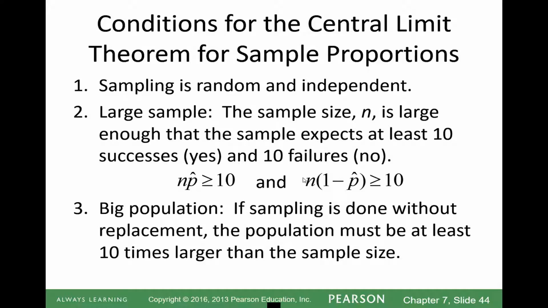Conditions for the central limit theorem for a sample proportion: sampling is random and independent. The sample size has to be large enough, so the sample expects at least 10 yeses and 10 failures. For a big population, if sampling is done without replacement, the population must be at least 10 times larger than the sample size.